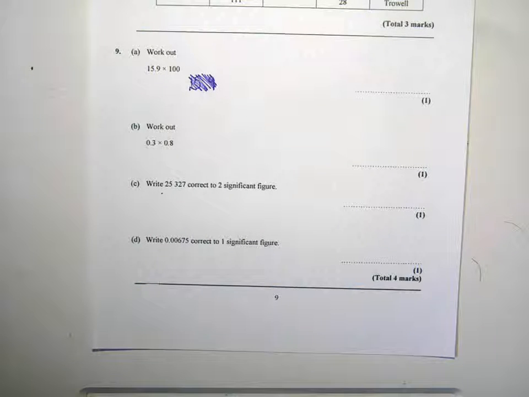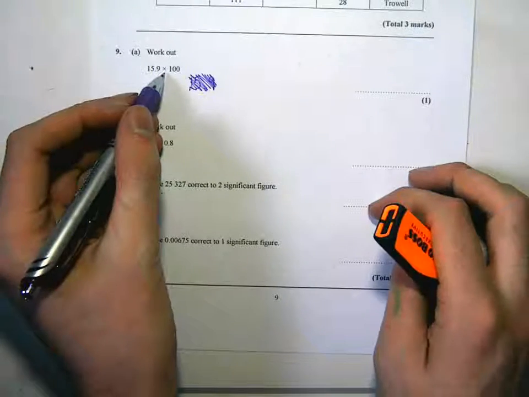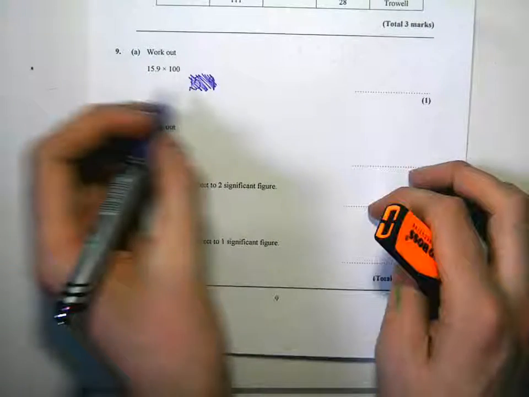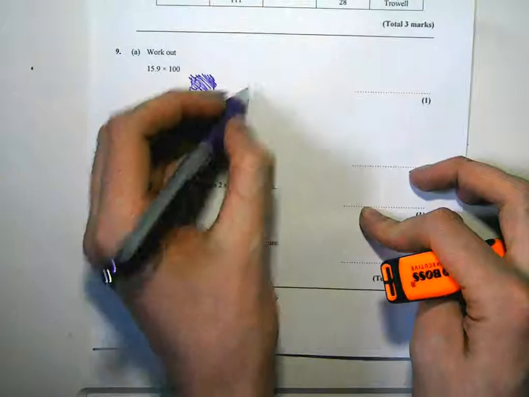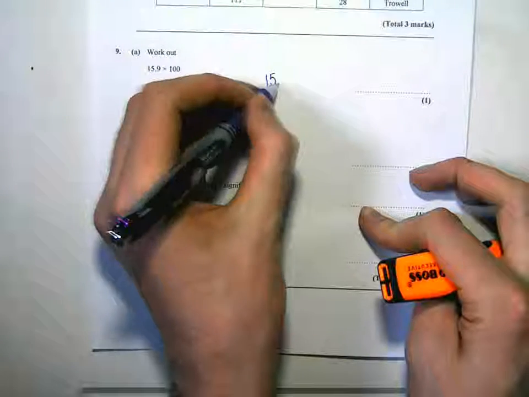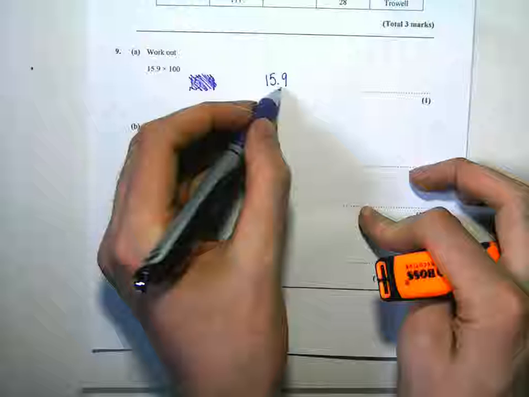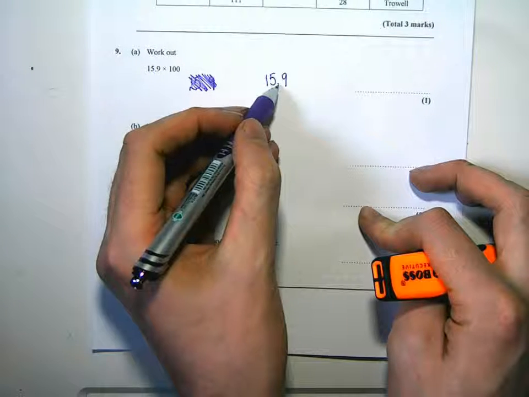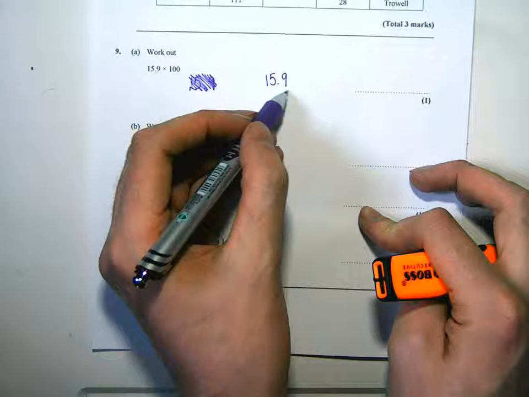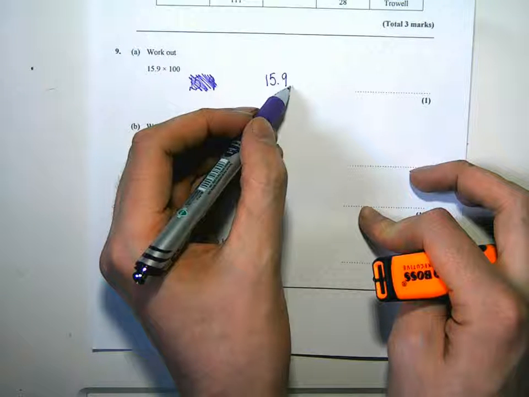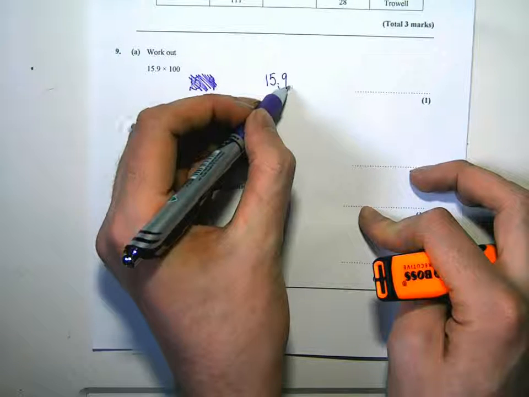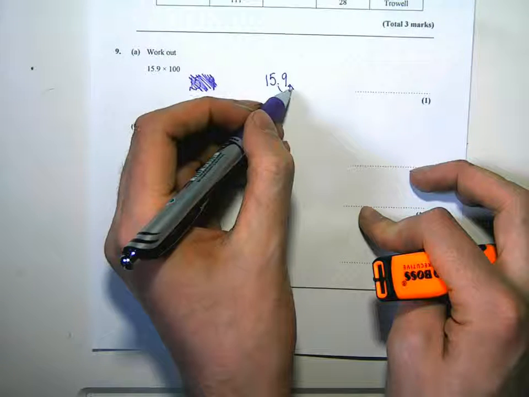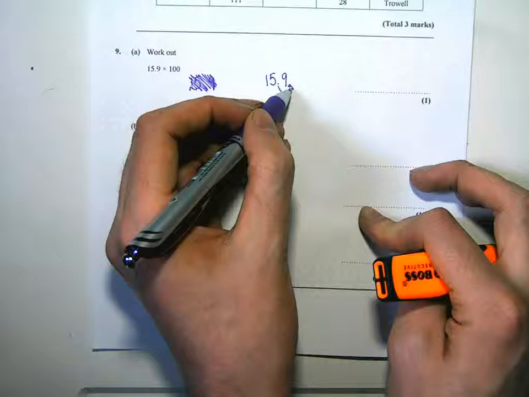Okay, so question 9, we've got 15.9 times 100. So if we do this one, 15.9, if we times a number by 10, the decimal point moves like this. The decimal point would go to there, it becomes 159. If you times it by another 10, so you times it by 100, it moves twice.